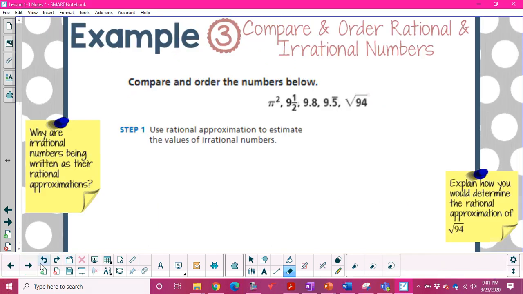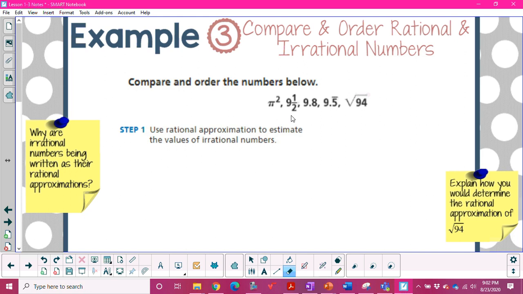Okay, we're going to compare in order rational and irrational numbers. Remember, irrational numbers do not have a terminating decimal and they do not repeat, they just keep going. Rational numbers do terminate, or they repeat the same thing over and over. So here are our numbers. Remember, pi is irrational. Then you have 9.5, 9.8, 9.5 repeating, and the square root of 94. The square root of 94 is irrational, and pi squared is also irrational. And the other three are actually rational numbers.